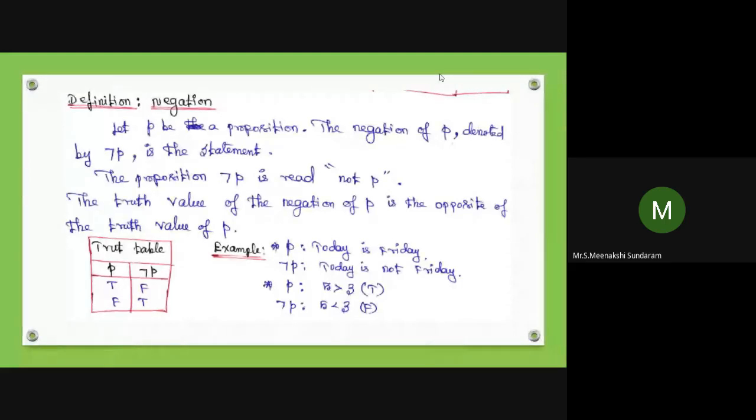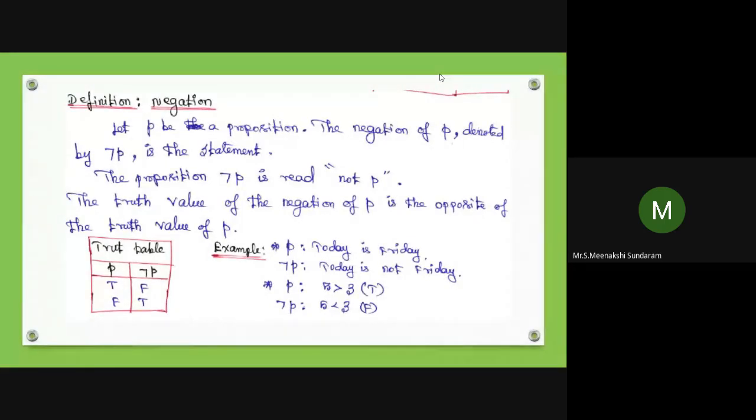For example, actually today is Thursday. Upon negation, today is not a Thursday. 5 is greater than 3, which is a true statement. Its negation, 5 is less than 3, is a false statement. Greater than negates to less than, and equal negates to not equal. These are the negations.